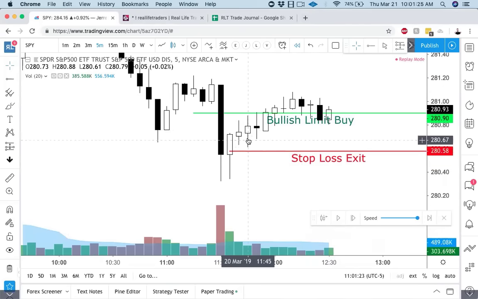I'd still hold. All right, so now that hammer, I would take the stop and put it below the low of that hammer. If I was trailing the stop, still hold, all right, and I got trailed out. Now, what's cool is if I did that, well, let's just go all the way to the end of the day. All right, so this is the end of the day.